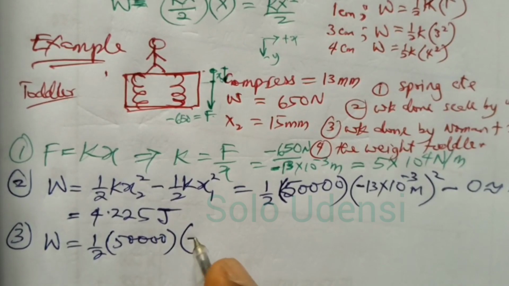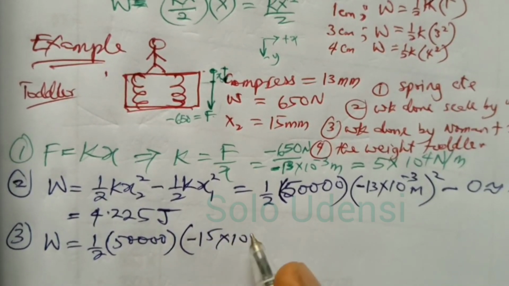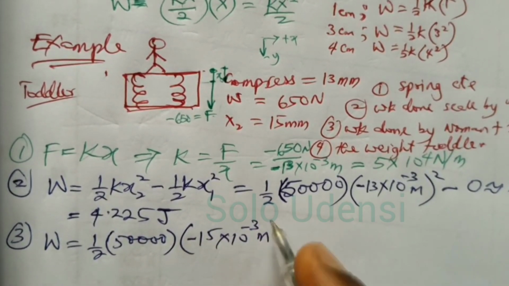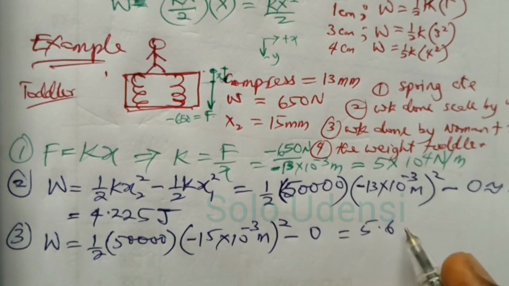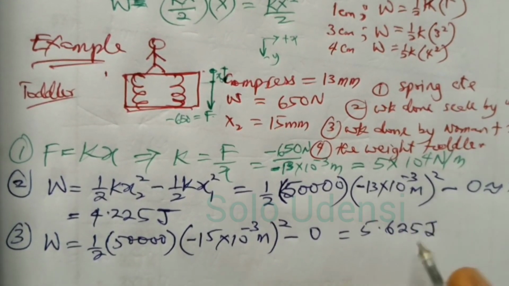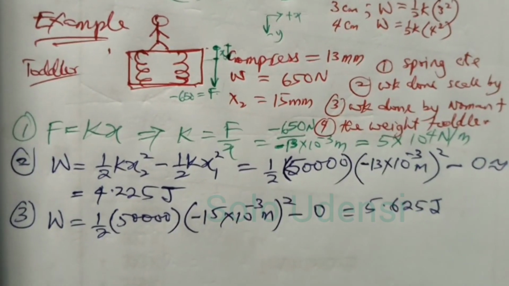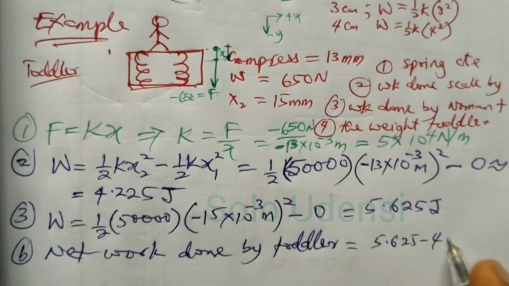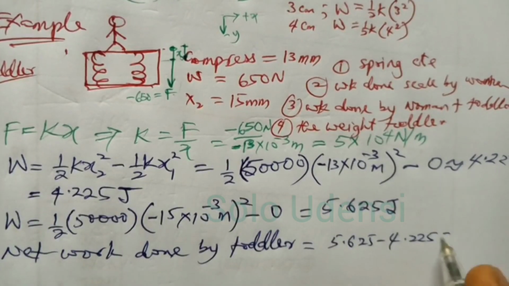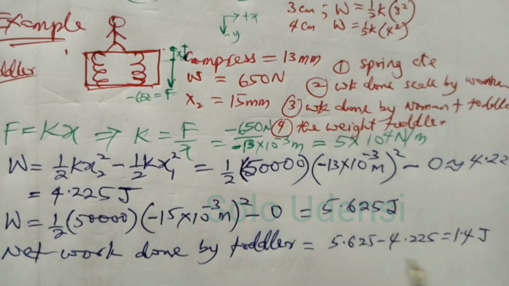When the toddler was handed over to the woman, we have the same formula: half times 50,000 times minus 15 times 10 raised to the power minus 3 meter squared minus 0, and you will get about 5.625 joule. We can from here find the net work done by the toddler. You either say this minus this, 5.625 minus 4.225, and you get 1.4 joule.